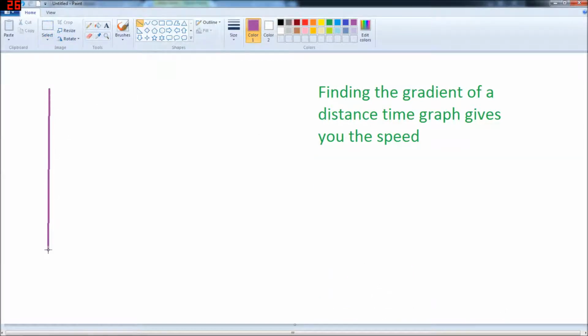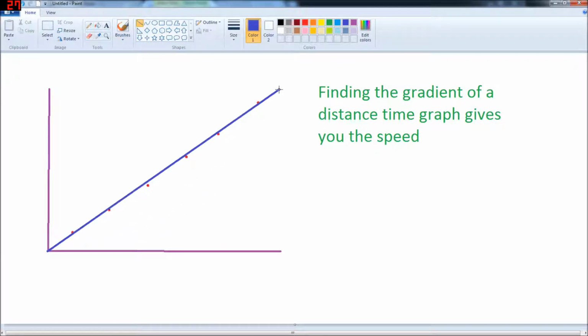So let's do some nice purple axes here. And this time I'm going to try and make my points nice and linear in one straight line. Where's the dot? That one. Let's do the points in red, and we'll have them going up something like this. So this could be some real data that you've plotted. The first thing we do is we draw a line of best fit through the data, something like that. It doesn't have to go through the origin, but mine appears to.